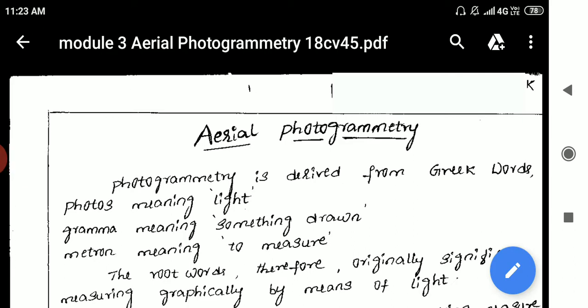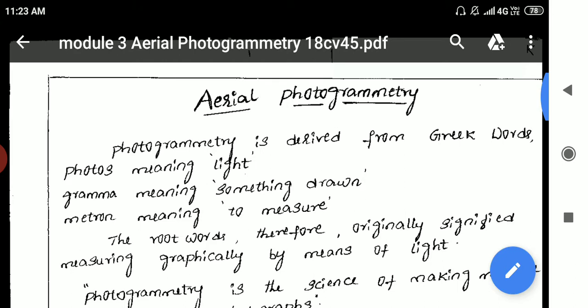Module-4 is aerial photogrammetry. You already know what a photo is, how it is taken, and how a camera captures the photo. You know about that camera. We will start. What is photogrammetry?